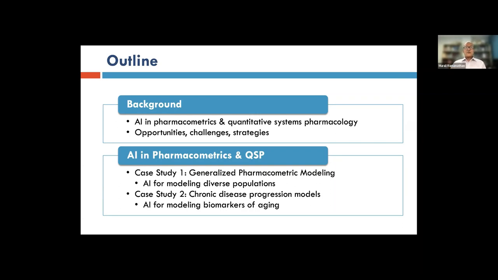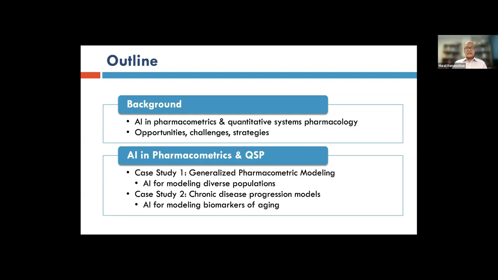I'm going to talk about two case studies. The first case study is called generalized pharmacometric modeling, and the context is basically how do we leverage AI for modeling diverse populations. The second case study focuses on disease progression models for chronic diseases, and on using AI to explore disease biomarkers that change during aging. We'll get into the details of that in just a second.